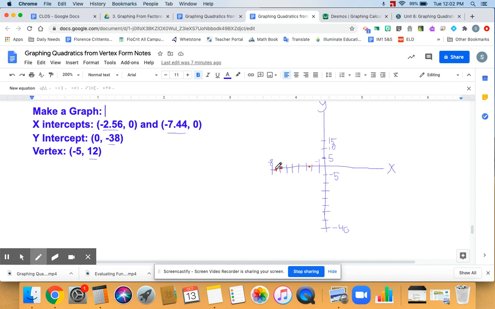Then 0 and negative 38. So when x is 0, I'm not going left or right, but I am going down 38. Well, here's negative 40. So it's a little bit before that. And then finally, my vertex is at negative 5. So I have to go backwards 1, 2, 3, 4, 5. But then positive 12. So then I have to go up. Here's 10, a little bit more would be about 12. Because of this point, I would probably put a negative 5 right here, just so that it was clear.